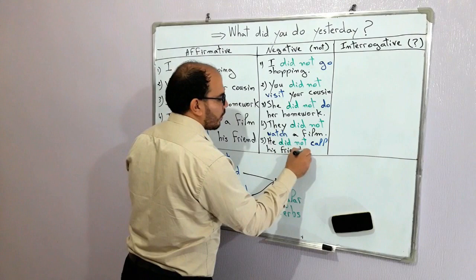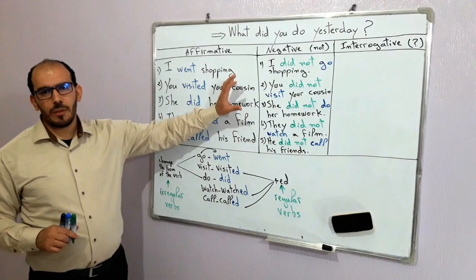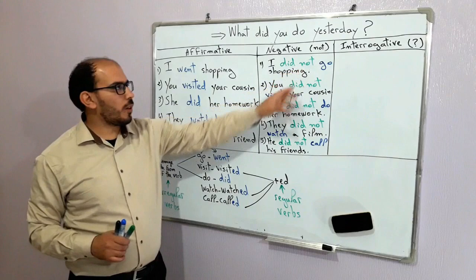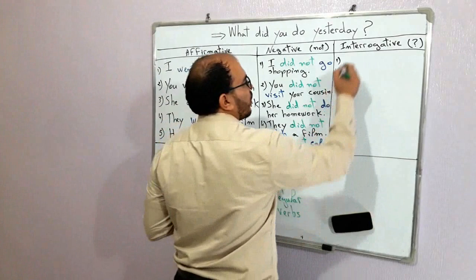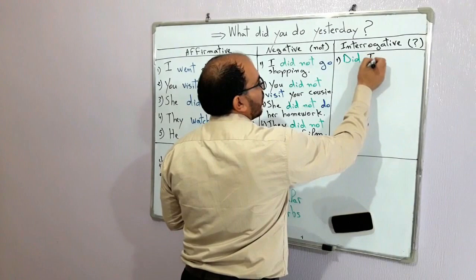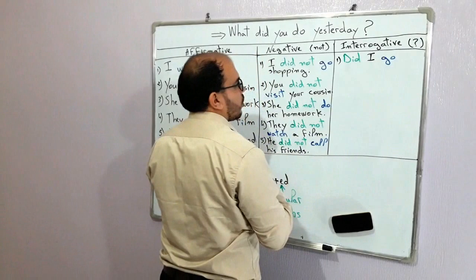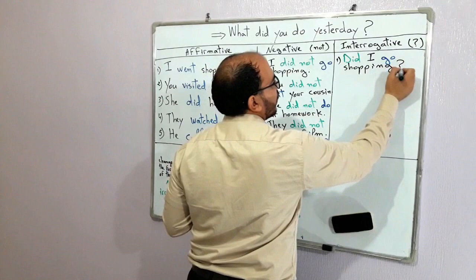So, as a conclusion, when we want to write the negative form, we put did not plus the verb in its original form. For the interrogative form, I did not go shopping, so we have to invert the auxiliary did with the subject and then put the verb. Did I go shopping? And by the end, I should put a question mark.